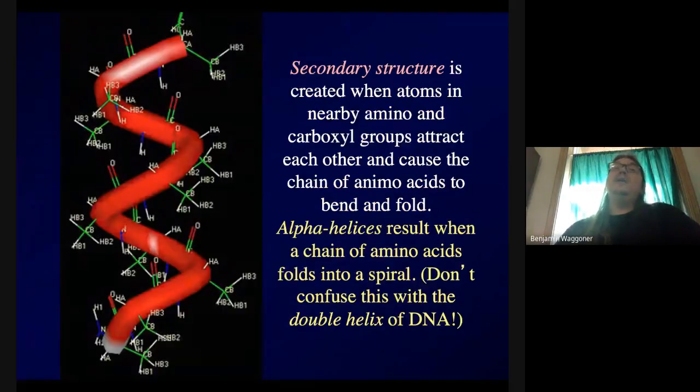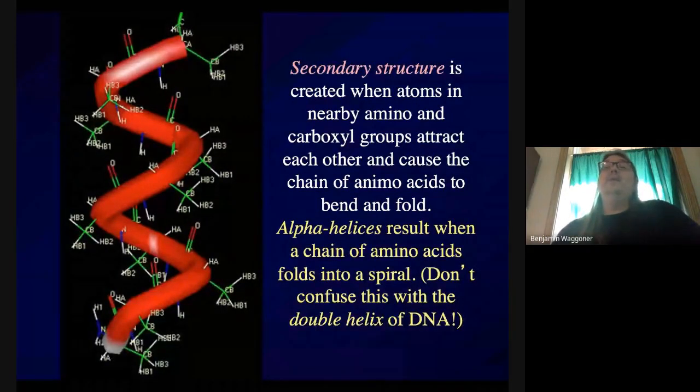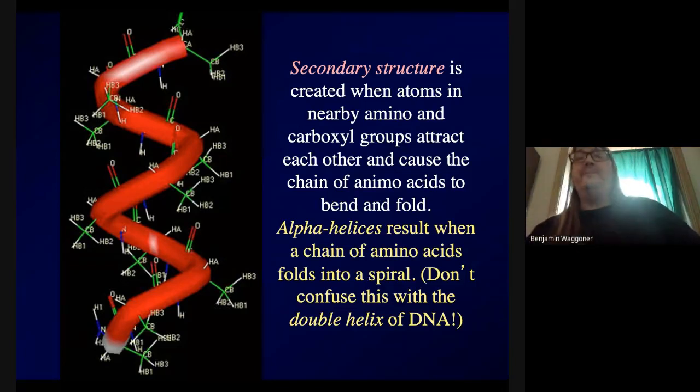When nearby amino and carboxyl groups attract each other, regions of that chain of amino acids will start bending and folding. And there's two basic types of bending and folding. One's called an alpha helix, not the same as a double helix. Remember, a helix is any kind of spiral shape. So a portion of an amino acid chain will form a spiral.